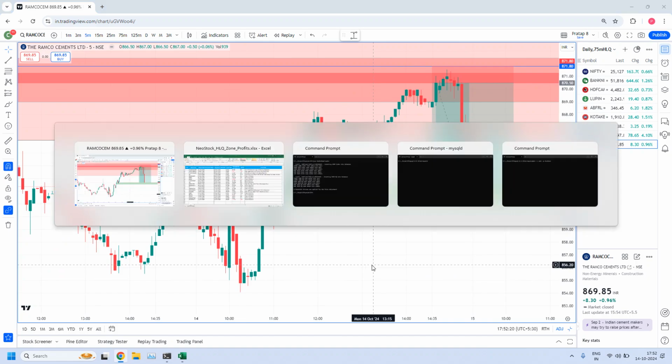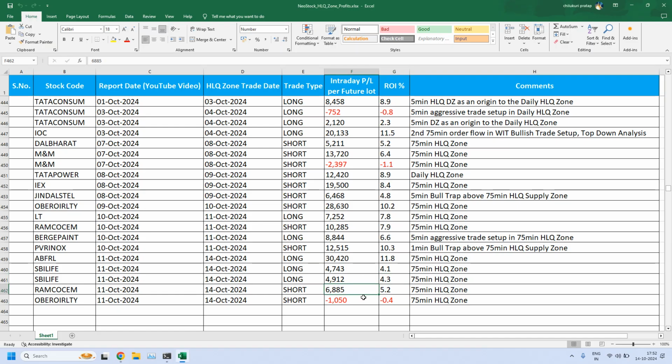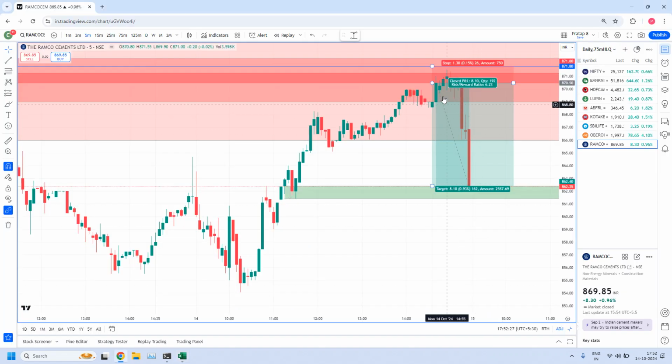How much profit has Ramco Cement given? Ramco Cement has given 6,885 rupees profit, which is a 5.2% return during the last 45 minutes of the trading session. Rarely do you see such trades, but it is not practical because most of us, especially intraday traders, may not be trading during the last 1 hour or 1 hour 15 minutes. But still, our high liquidity zone worked. That is what you need to understand.